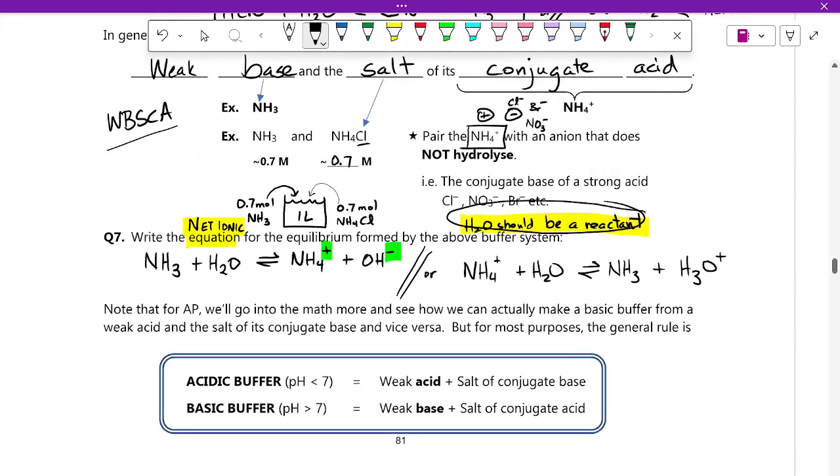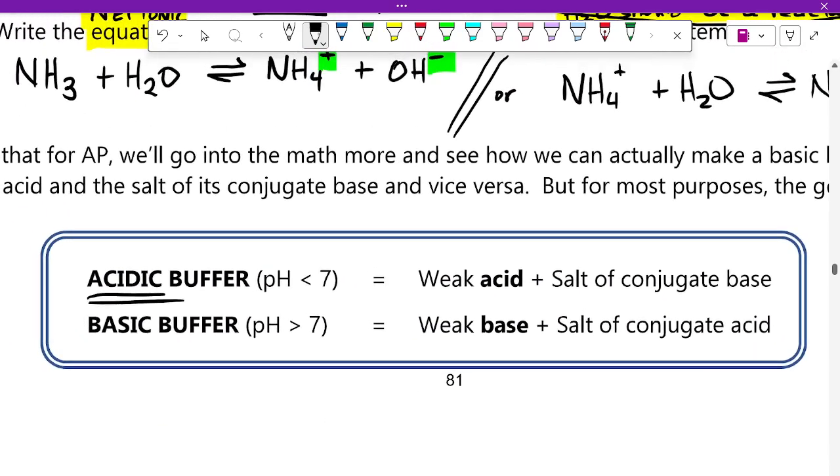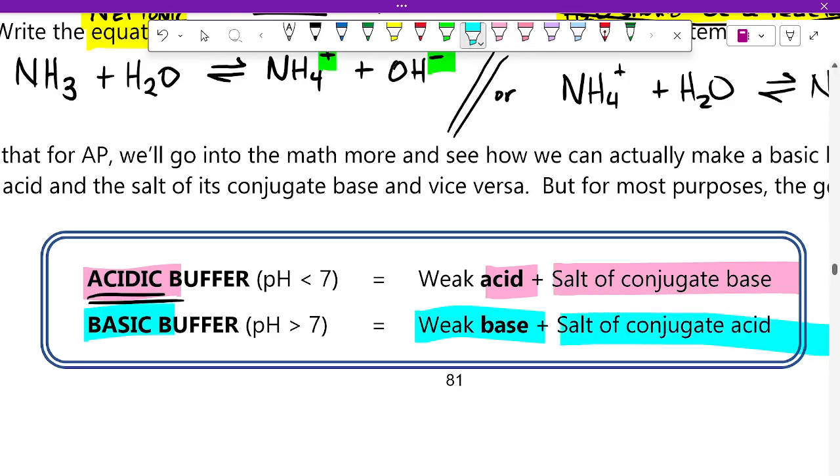For AP, we would go into the math. And you would actually see that you can use a weak acid to make a basic buffer and a weak base to make an acidic buffer. It just depends on their Ka and Kb values, what they're really good at doing. But for Chem 12, if you want to make an acidic buffer, use a weak acid and the salt of the conjugate base. And for a basic buffer, use a weak base and the salt of the conjugate acid. Okay? There's actually not a lot to buffers for Chem 12. All right, you just need to know what they are.